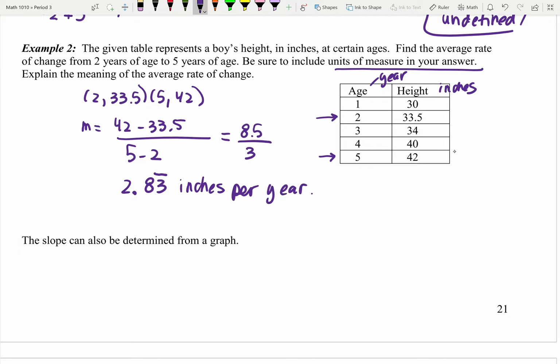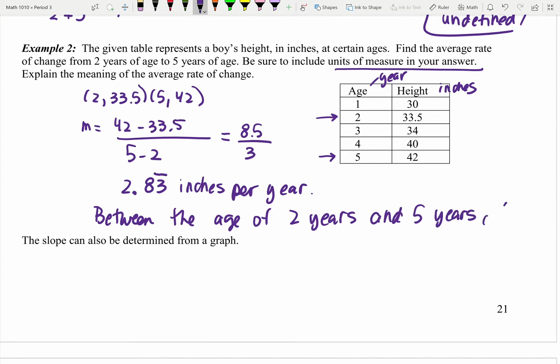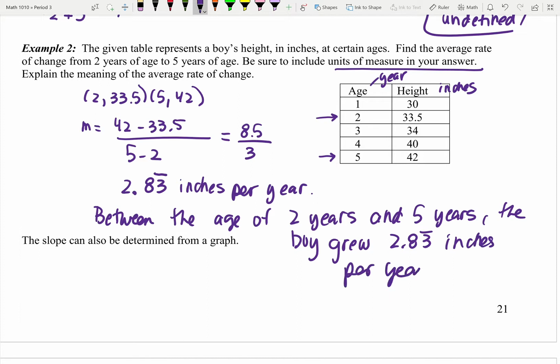Well, it's simple. Between the age of 2 years and 5 years, the boy grew 2.83 inches per year. That's it. And it doesn't have to be exactly those words, but it has to be the same idea.